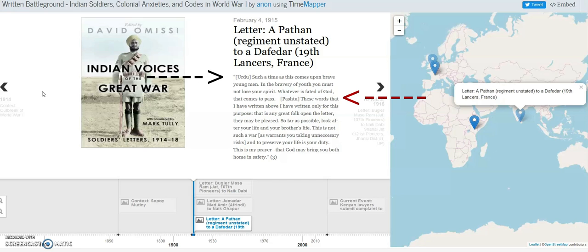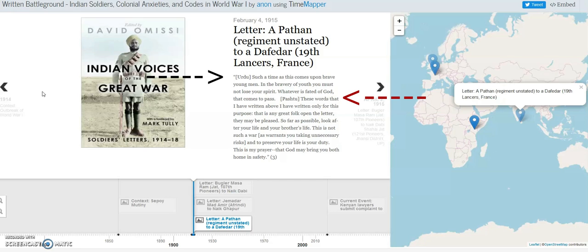He himself says, "These words that I have written above, I have written only for this purpose, that if any great folk open the letter, they may be pleased." He knew that the British expected perseverance over personal safety to be emphasized, and he hoped that by highlighting strength in the one language he expected the British would read, he would also be able to pass along his true intentions in Pashto. Such a move is a powerful show of personal agency, using one's own cultural and language practices to maneuver around British colonial expectations.